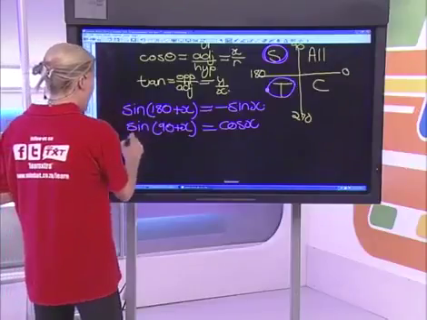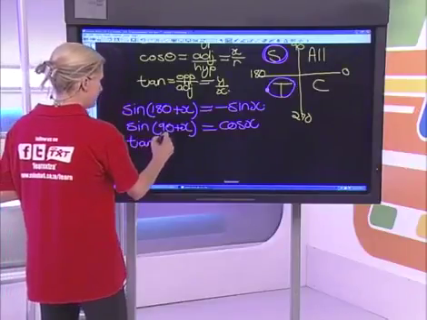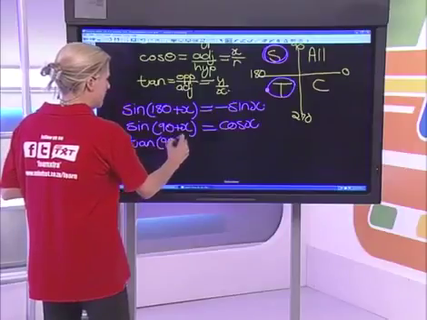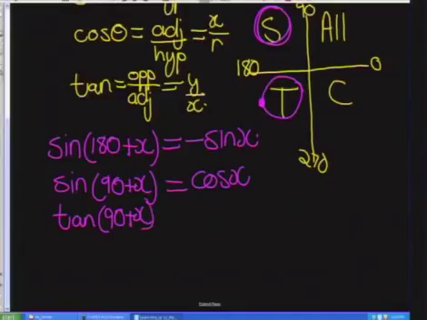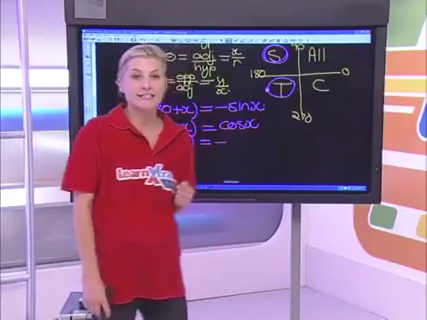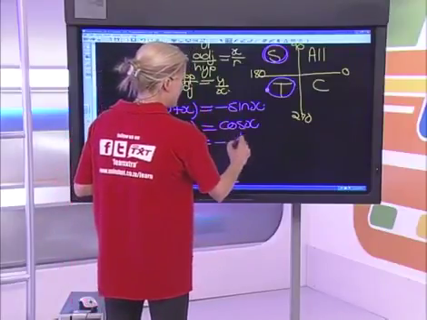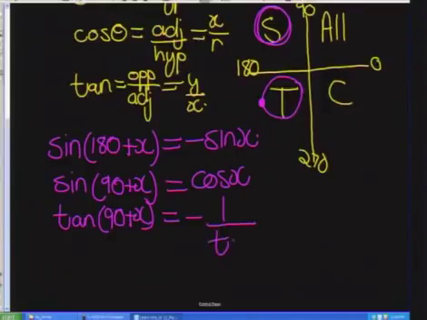Or if I have tan of 90 plus x. So that's a 90 plus again. Tan changes. Now, firstly, I've got to determine whether tan is positive or negative. 90 plus x is in the second quadrant. Tan is not positive in the second quadrant. So I know that I'm going to be dealing with a minus. But then for tan 90 plus and tan 90 minus, it changes to 1 over tan x.